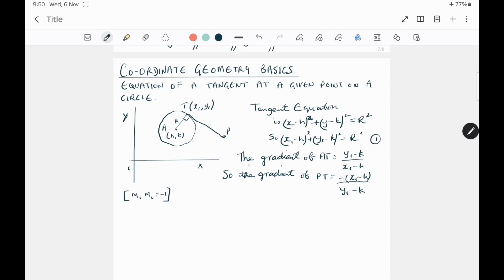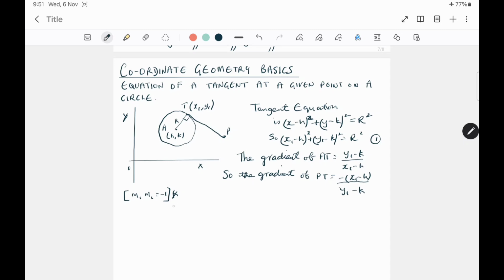Now, the gradient of the line AT is the difference of the y coordinates, y1 minus k, divided by the difference of the x coordinates of the 2 points, x1 minus h. And so the gradient of PT is the negative reciprocal of that. If two lines are at right angles, then the product of their gradients is minus 1. And so the gradient of PT is minus x1 minus h over y1 minus k.